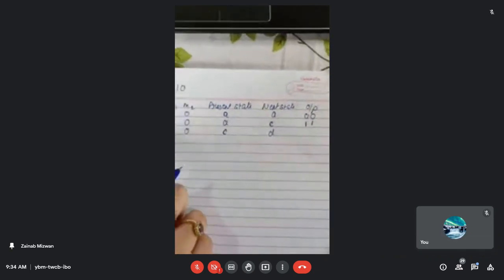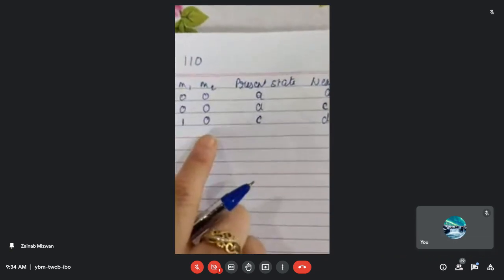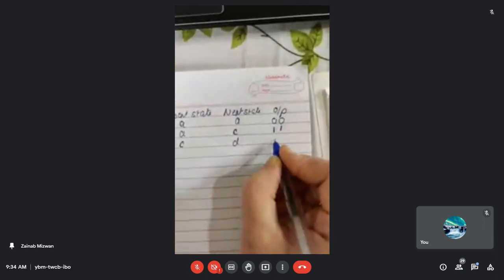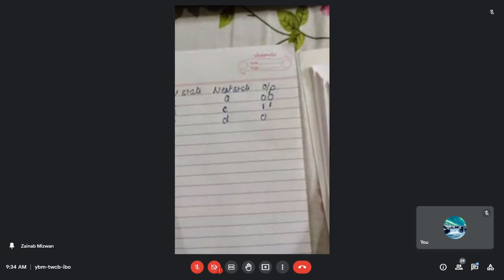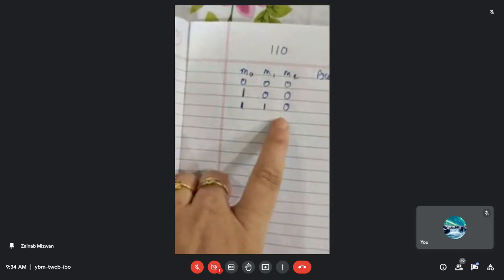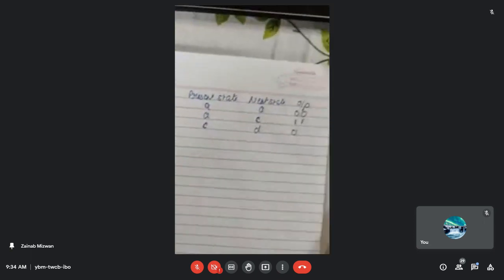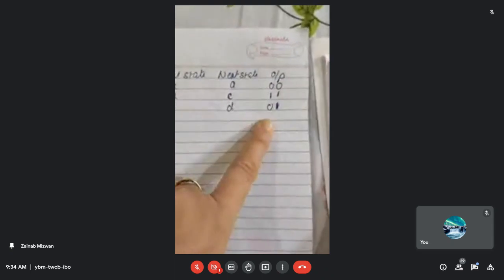And the output V1 will be 1 XOR 1, which is 0, XOR 0, which is 0. So the value of V1 will be 0. What about the value V2? It is M0 XOR M2. So 1 XOR 0 will turn out to be 1. So the output will be 0, 1.